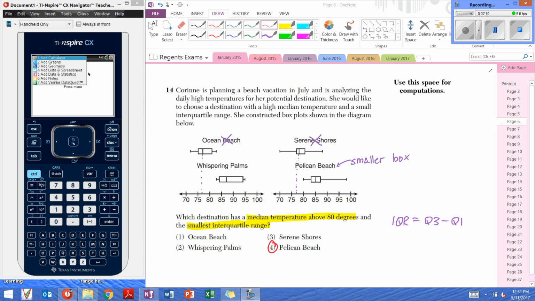The smallest interquartile range, well, the interquartile range is quartile 3 minus quartile 1. So really, we're just looking at how big the box is from here minus this. So the smaller the box, because they had the same exact scale, it was really easy to compare. That is the one that we would have picked. So answer choice 4.